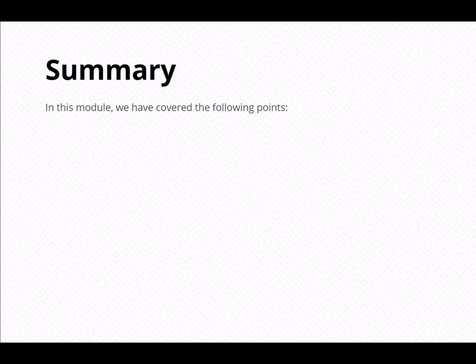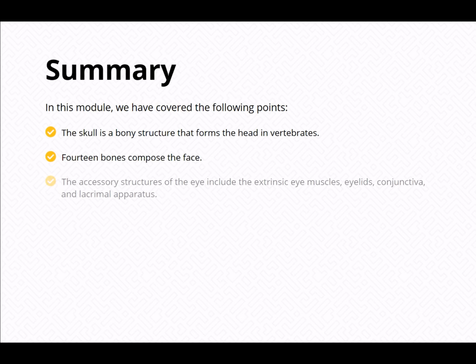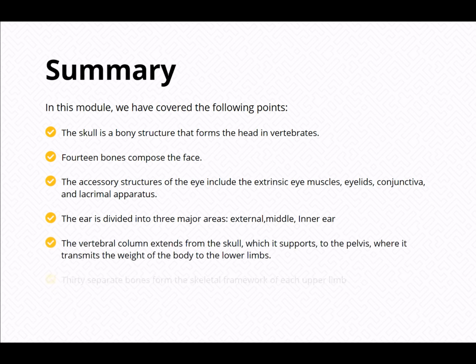Summary. In this module, we have covered the following points. The skull is a bony structure that forms the head and protects the brain. 14 bones compose the face. The accessory structures of the eye include the extrinsic eye muscles, eyelids, conjunctiva, and lacrimal apparatus. The ear is divided into 3 major areas: external, middle, inner ear.